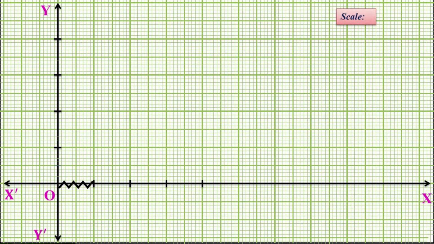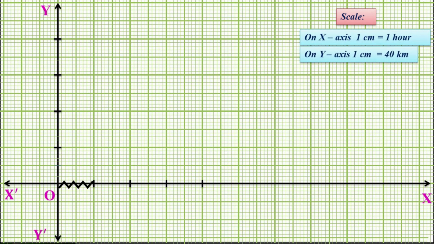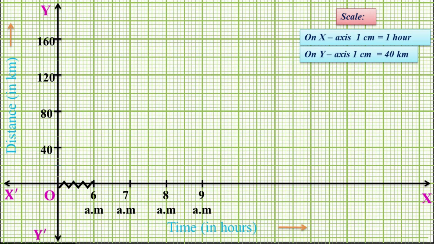Now, we take the scale. On the x-axis, 1 centimeter is equal to 1 hour, and on the y-axis 1 centimeter is equal to 40 kilometer. Now we mark the points on the x-axis: 6 am, 7 am, 8 am and 9 am. Now we mark the points on the y-axis: 40, 80, 120, 160.